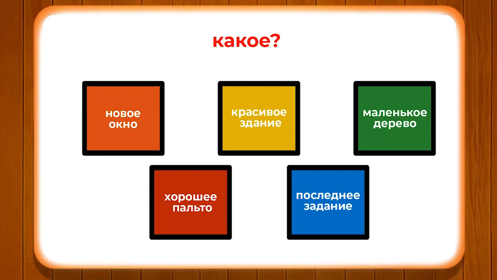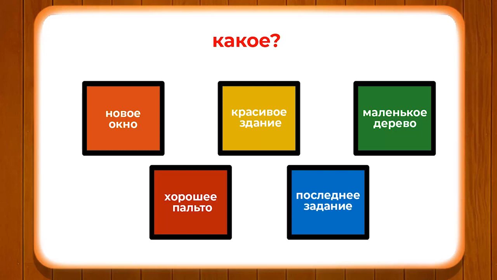Okay, now look at the ending of the adjectives. We have новое, красивое, маленькое, хорошее and последнее. So as a rule, the words which end with o and ye belong to neuter gender. Absolutely. That is why whenever we have adjectives, they must also agree with the ending of the noun. Новое окно, красивое здание, маленькое дерево, хорошее пальто and последнее задание.